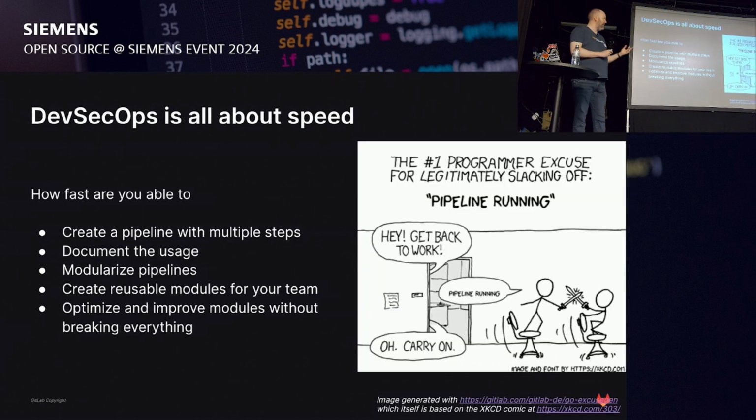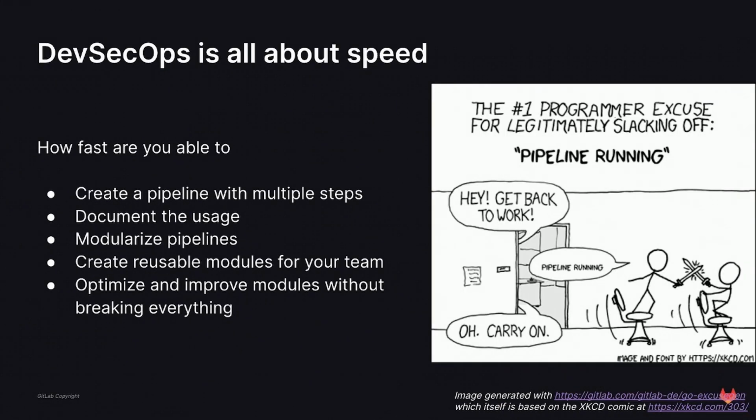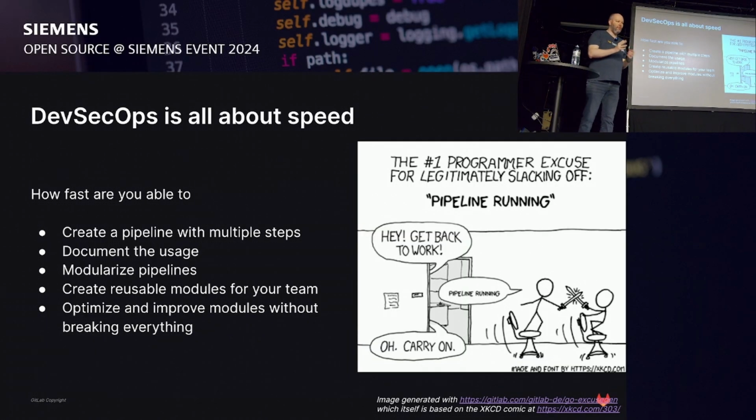The problem is, how fast are you able to build a pipeline with multiple steps, or document the usage, or modularize the pipelines, or even create reusable modules for your team or even for the entire company. And then you want to reorganize or refactor CI/CD pipelines without breaking everything, which I usually try, and then my pipelines are failing. So the picture on the side could be a pipeline running, or even a broken pipeline where developers cannot continue their work.